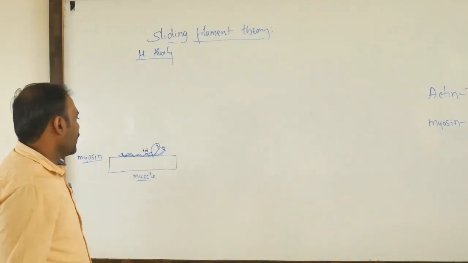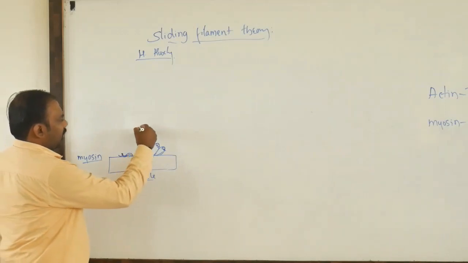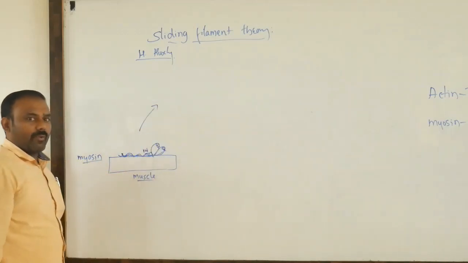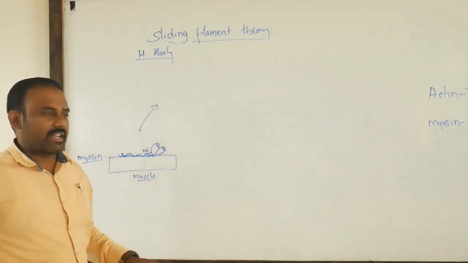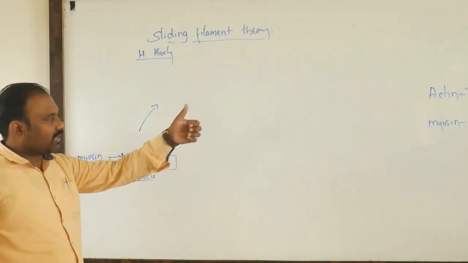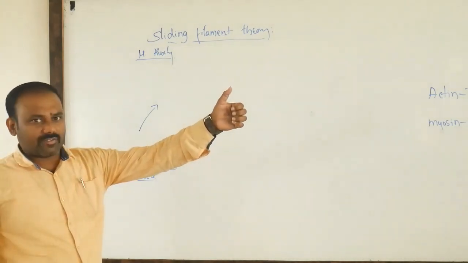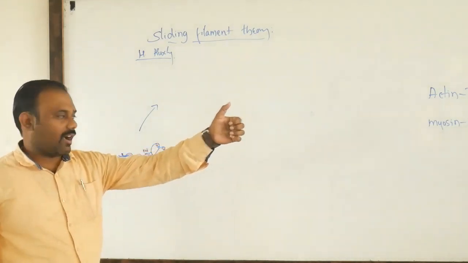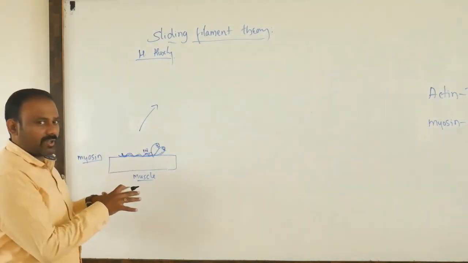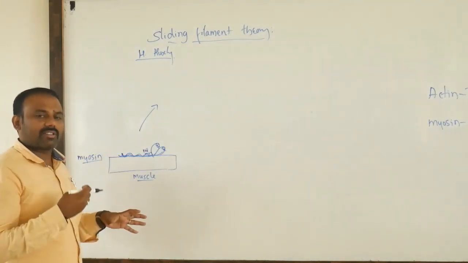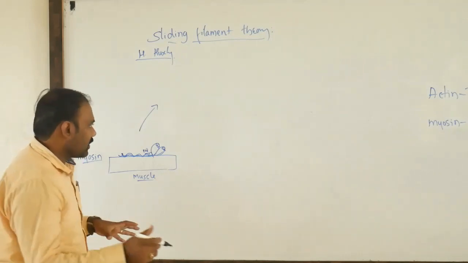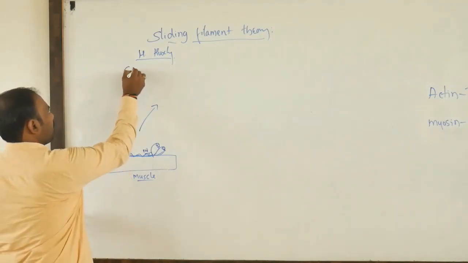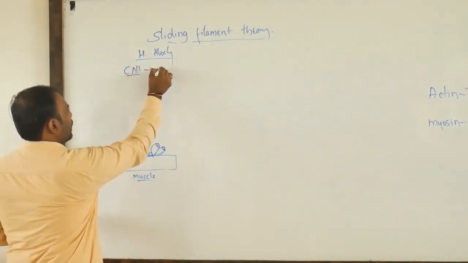Just imagine. And at the same time, in this diagrammatic representation, when you start contracting any of the organs in the body, immediately what happens? From our central nervous system, remember the word, from the central nervous system, the motor neuron.